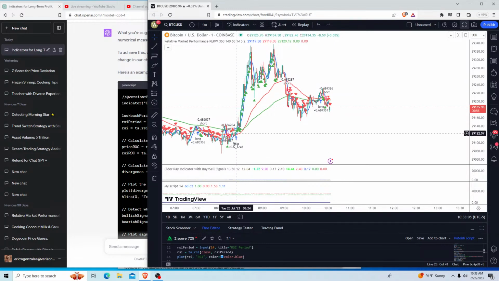See, the distance between the price and the moving average continues to expand, right? With growing distance between moving average and price, eventually resulting in a peak.